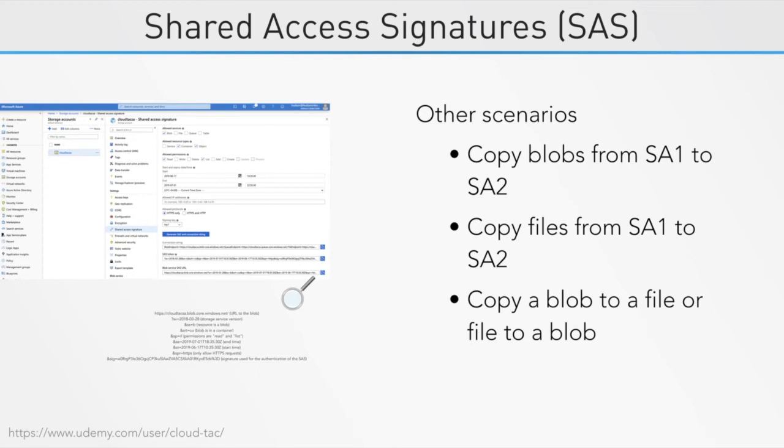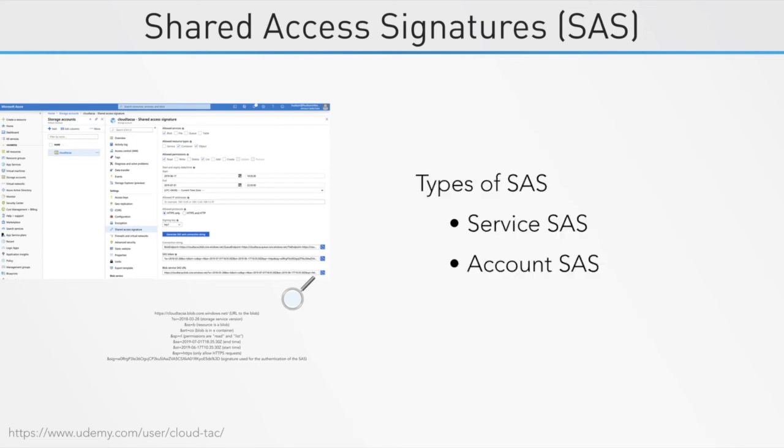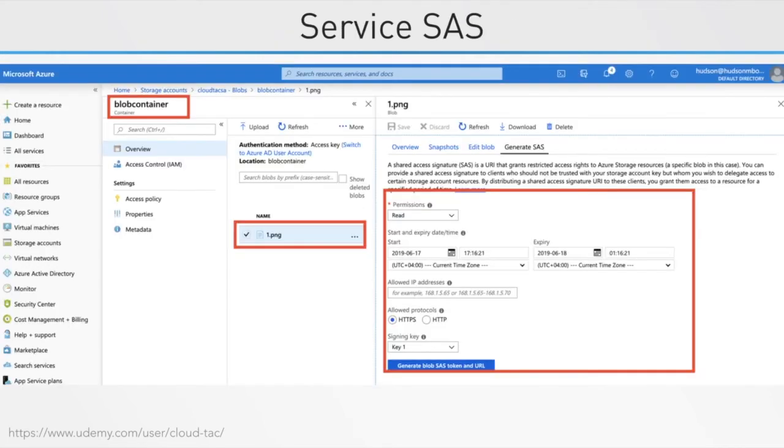When you copy a blob to a file or a file to a blob, you must use a shared access signature to authorize access to the source object, even if the source and destination objects reside within the same storage account. You can create two types of shared access signatures.